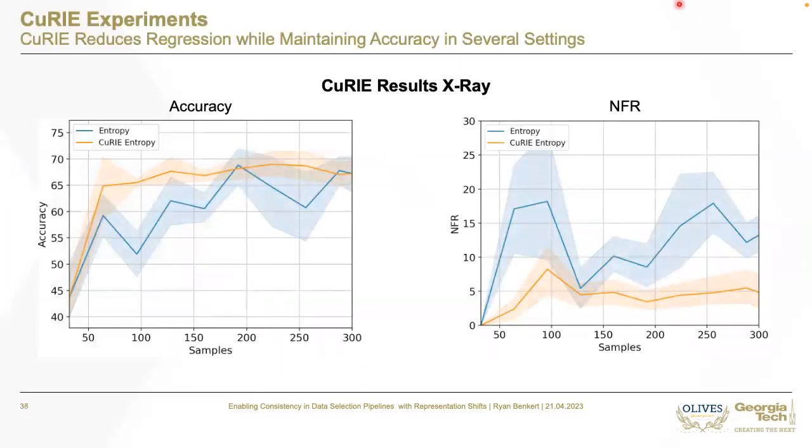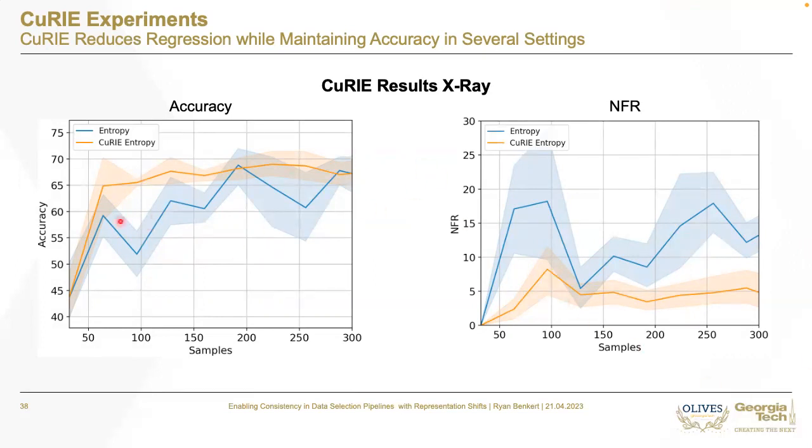And I have two more slides here where I'm just going to be showing you what happens when we use this technique, and then I'll open up for questions. So what I'm showing here on the left is the accuracy plot for this X-ray data set. And on the right, I'm showing you the NFR plot for that data set. So y-axis is either NFR or accuracy, x-axis is the size of the training set, right?